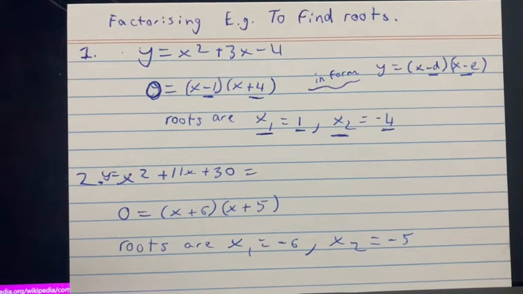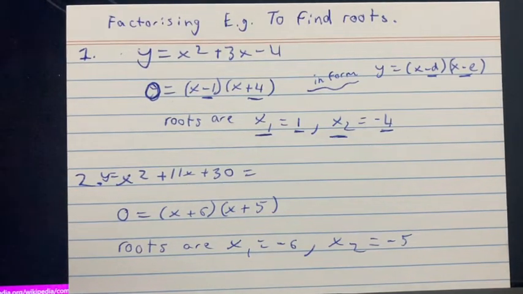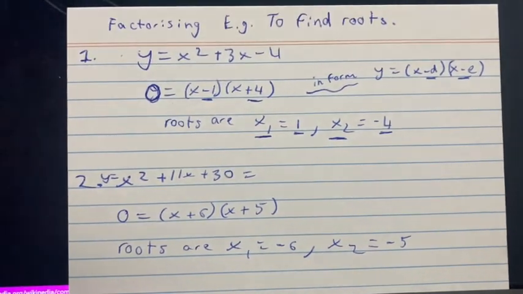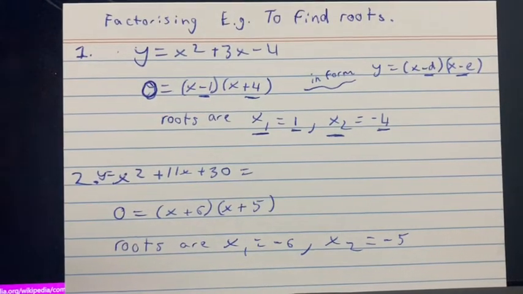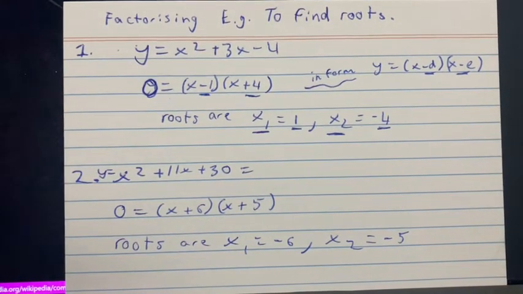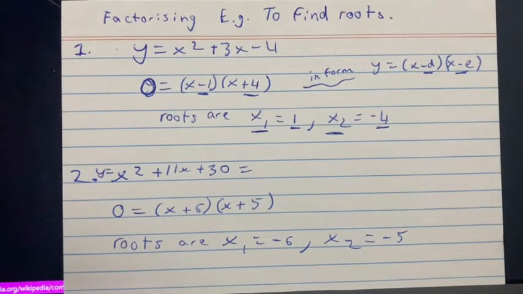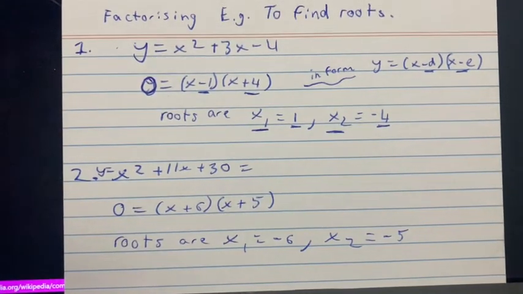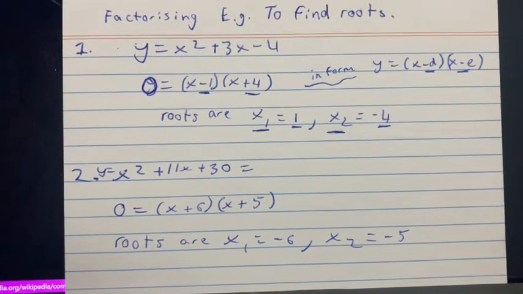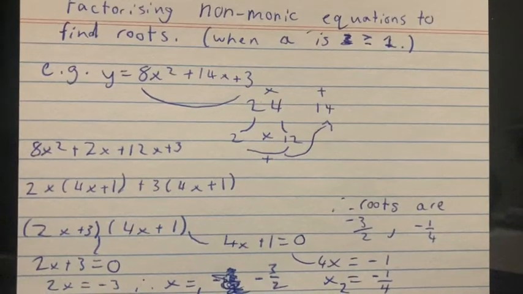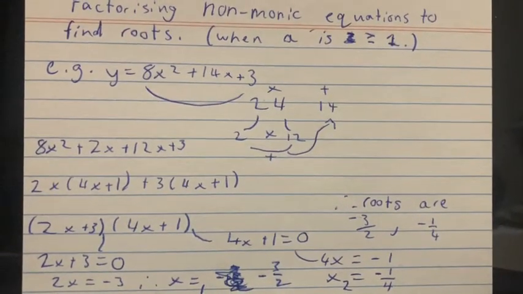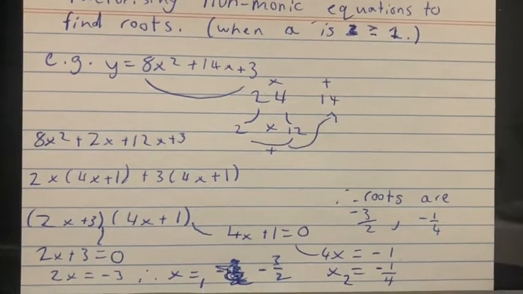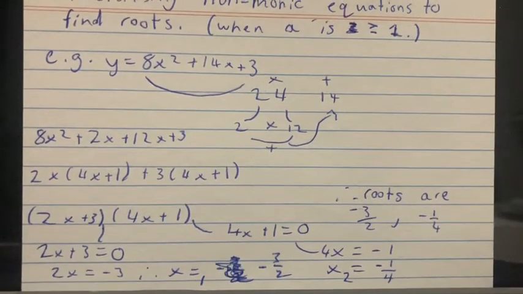Basically, when the general form is factorized, you get the equation y equals (x take d)(x take e). Therefore, the roots are going to be (d, 0) and (e, 0). Therefore, the graph crosses the x-axis at 1 and negative 4.